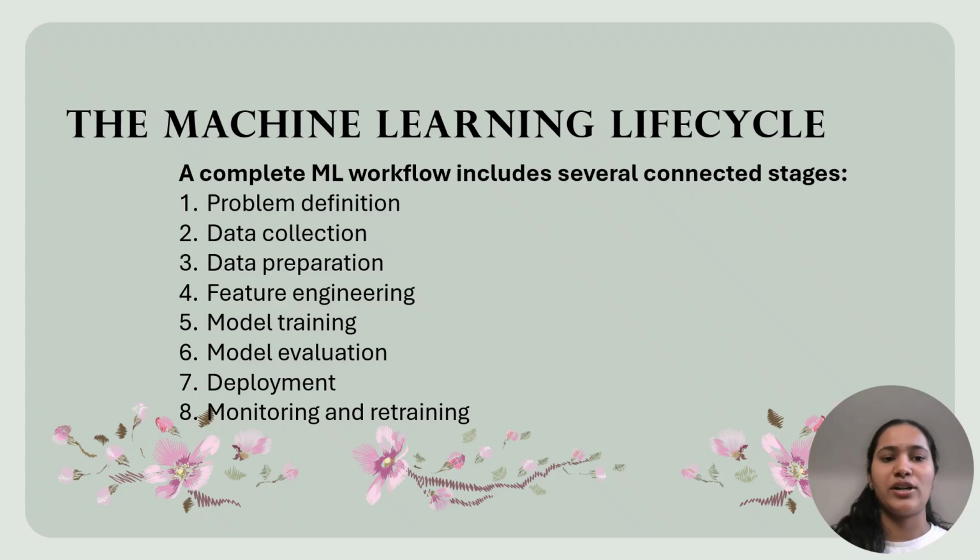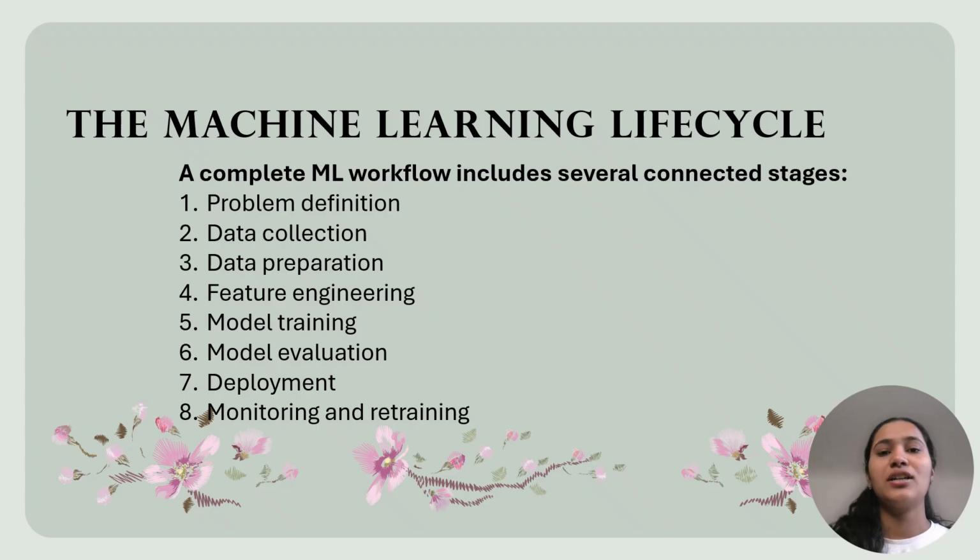Sixth is model training. In model training, an algorithm learns from the prepared data to make predictions or classifications. Once trained, the model is tested during model evaluation using metrics such as accuracy, precision, recall, F1 score, or error rate to see how well it performs.